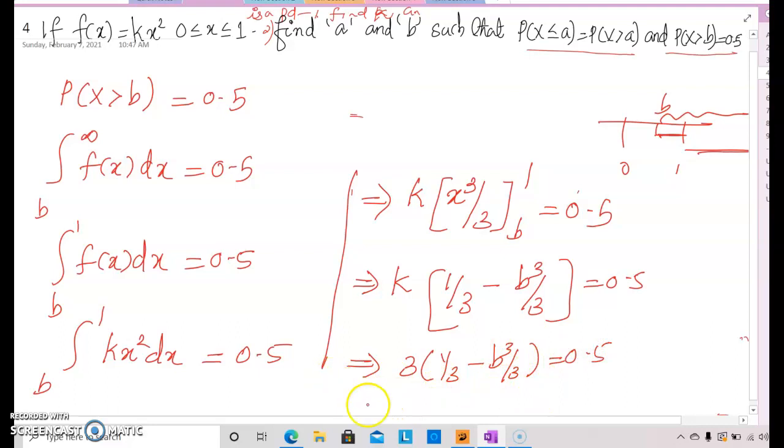Using this condition and this relation, we can find the value of b. This becomes 1 minus b cube equal to 0.5. That is b cube equal to 0.5, the right side. Therefore b equals cube root of 0.5. It can be done simply. Okay.